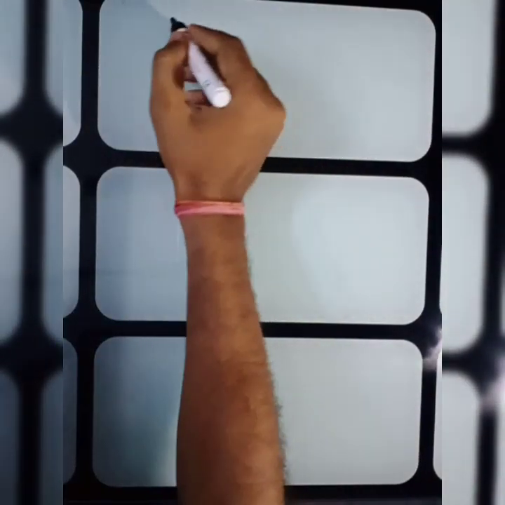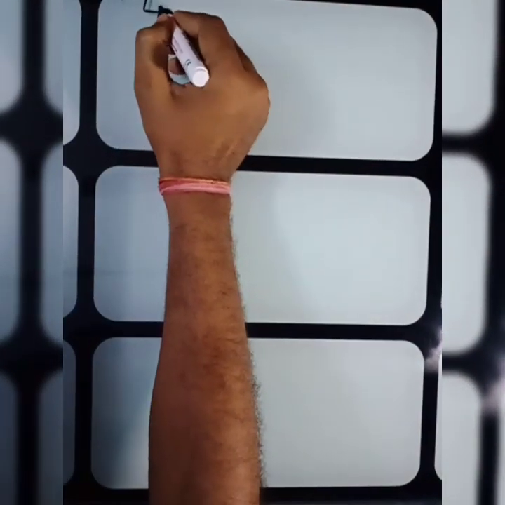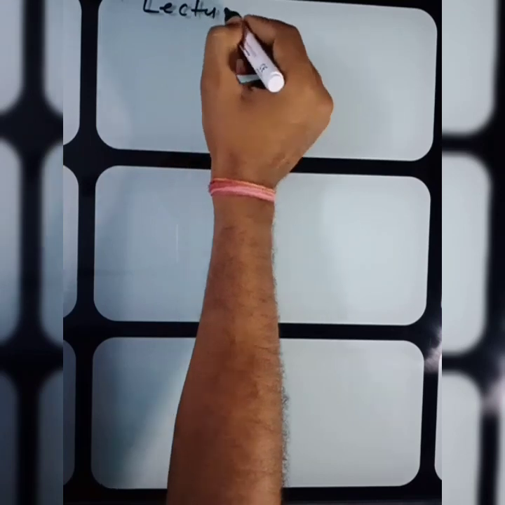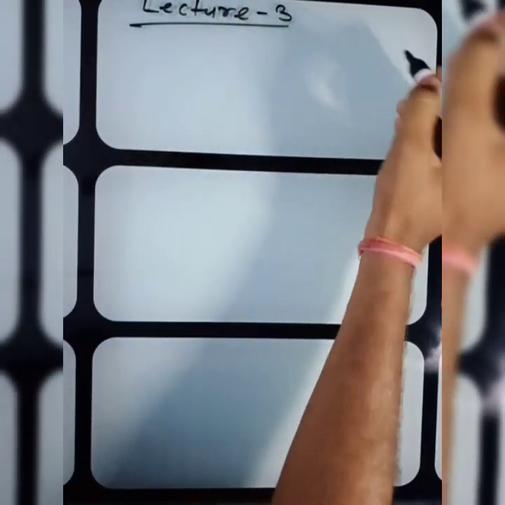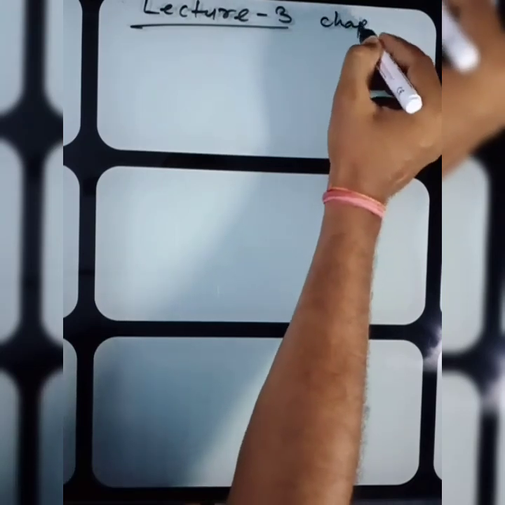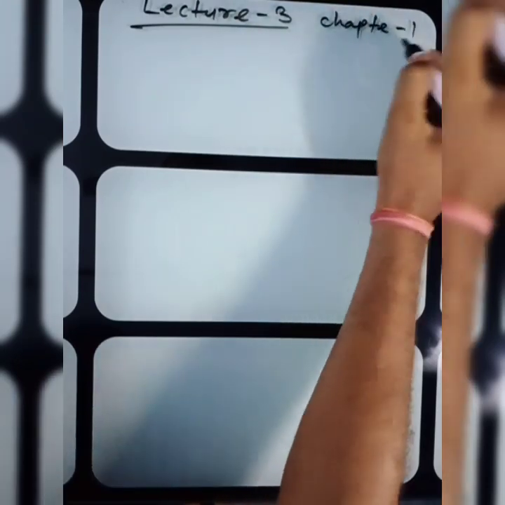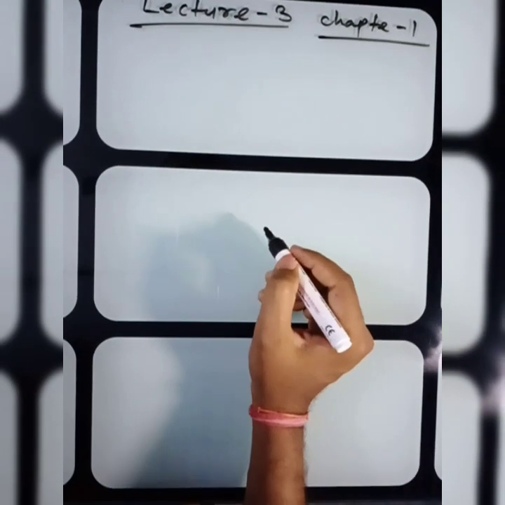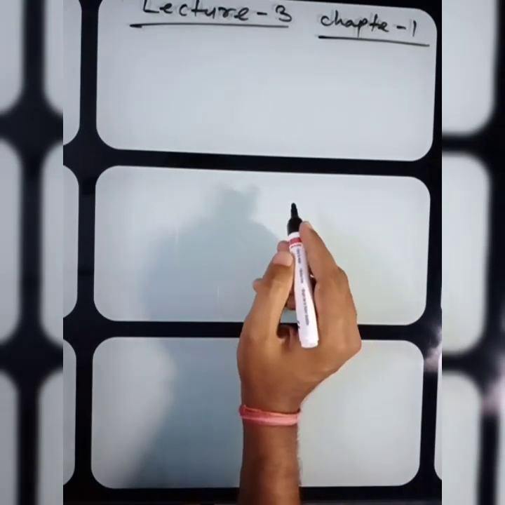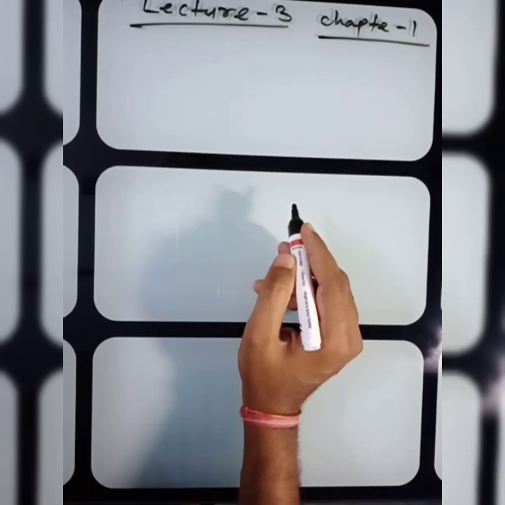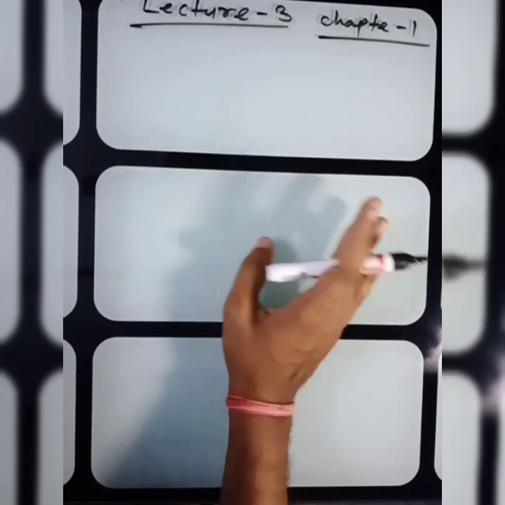Hello students, this is lecture number 3 of chapter 1, that is electrostatics. In the last lecture we discussed charging by friction and charging by induction.